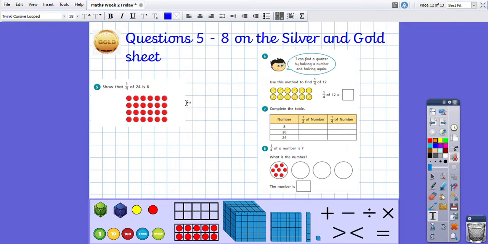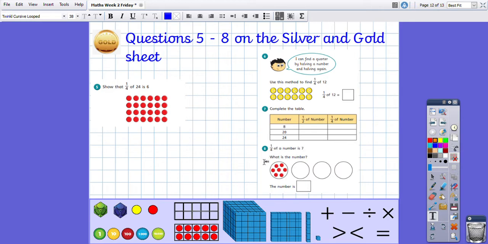Gold, I want you to do questions 5 to 8. So you need to show that 1 quarter of 24 is 6. So you've got your 24 counters in your array, and I need you to show me on the array that 1 quarter of 24 is 6. You need to have a look at this concept cartoon. Use this method to work out a quarter of 12, so you might want to draw it out and show me. Number 7, you need to complete the table.